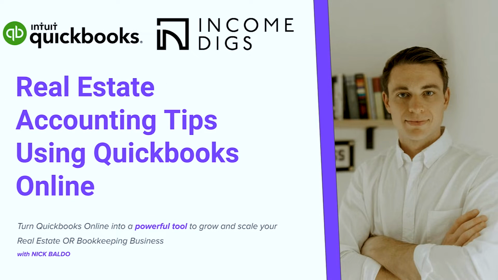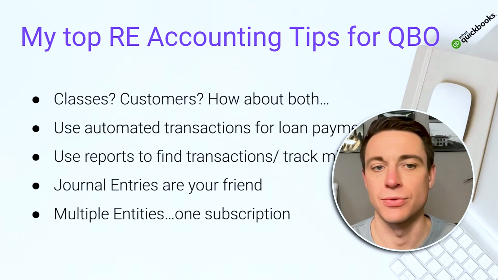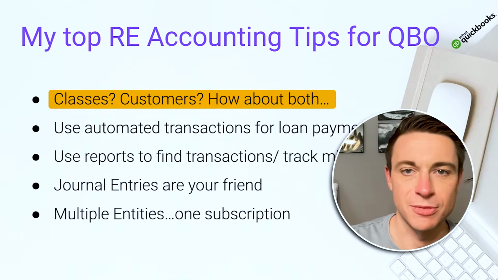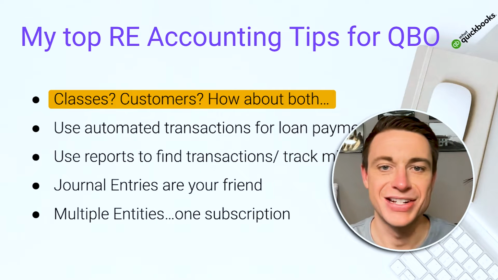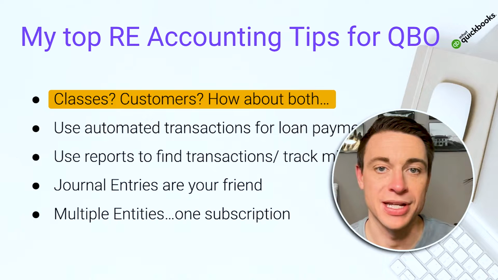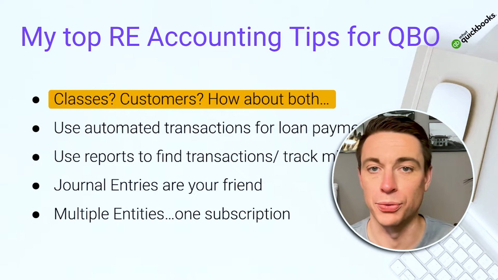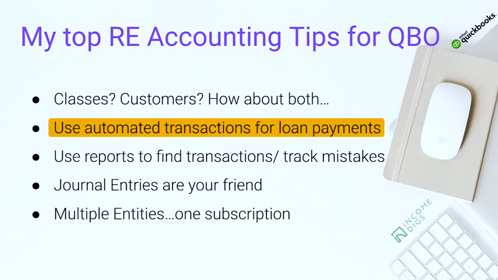But let's get into it. My top tips for real estate investors using QuickBooks Online. So what we're going to talk about today, I'm going to demonstrate most of this in QuickBooks. Talk about classes, customers. How about both? It's an age-old question. Should I use classes? Should I use customers to differentiate my properties? I'm going to explore the potential of using both and how we can kind of get a best of both worlds situation. We're going to talk about using automated transactions to track loan payments and that super tedious task of understanding how much goes to principal versus interest.